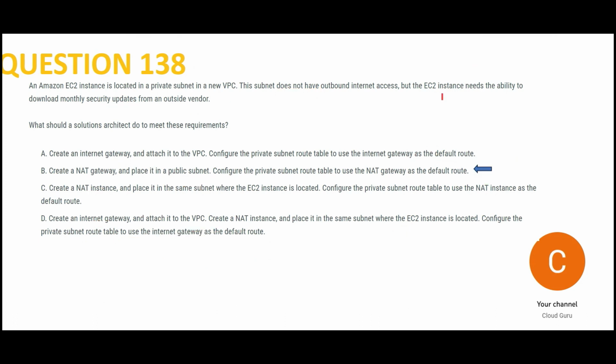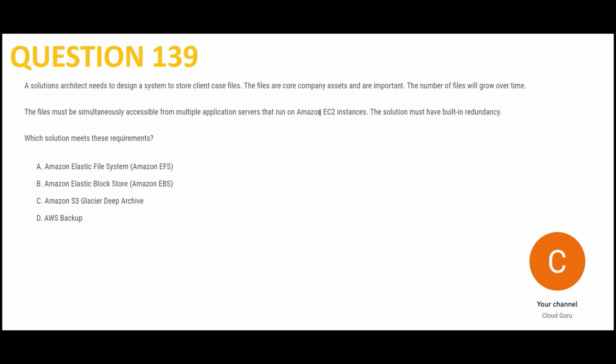We will use NAT gateway and we will place it in a public subnet so that we can configure the private subnet and use NAT gateway as a default route. So this will protect. That means the queen can talk to the people outside. The people outside cannot talk to the queen. Simple. Let us look at this next question.